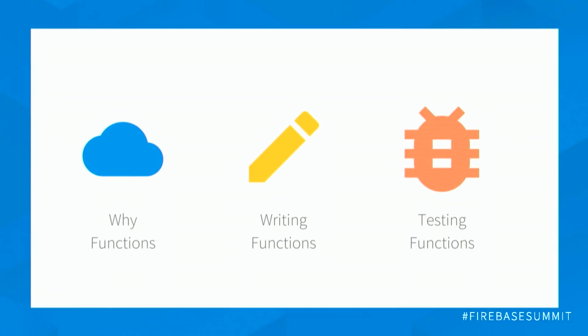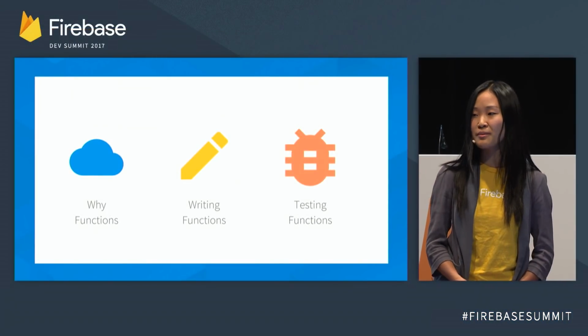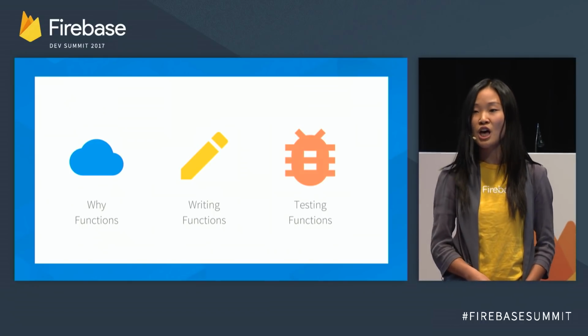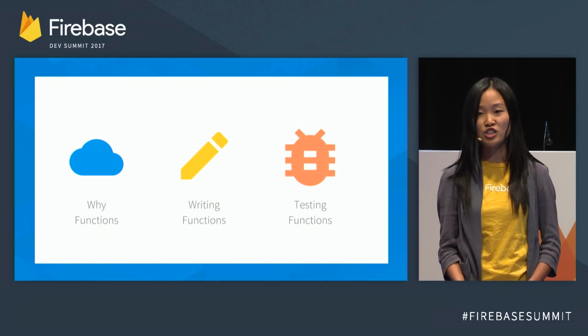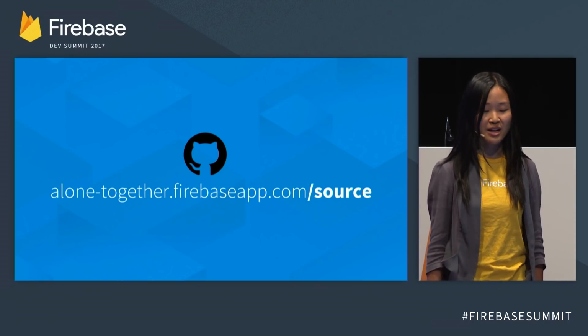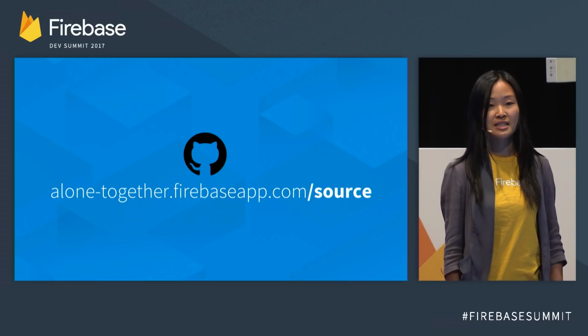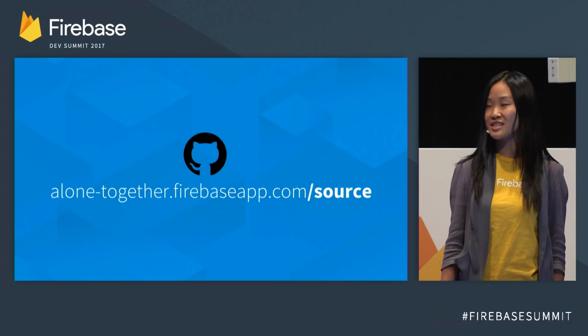So you've just learned why Cloud Functions for Firebase is an excellent choice for writing server code. We talked about some tips for writing production quality functions, such as avoiding nested promises, using await async, and using TypeScript. We also learned about how you can be testing your functions locally through Firebase Serve and the functions shell. If you're interested in the source code of the app we just played with, you can find it at alone-together.firebaseapp.com/source. So I'll give you a second to take a photo of that.